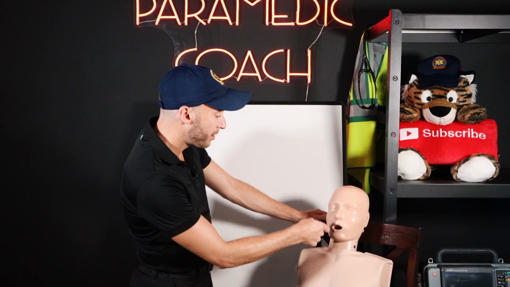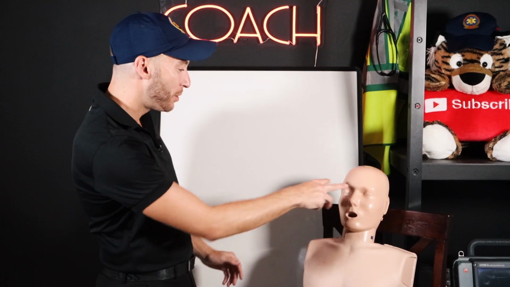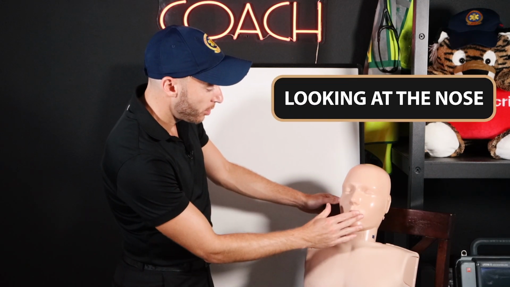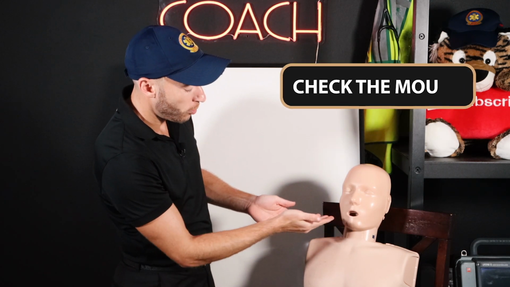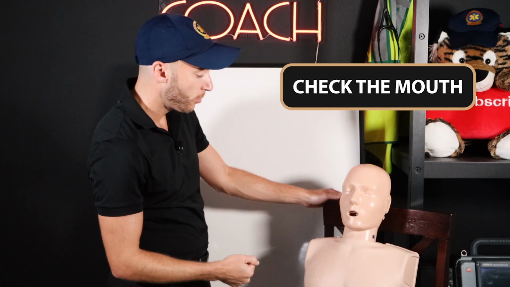We can do a pupil exam of the patient. Are the pupils normal? Are they constricted? Are they dilated? Are they equal? Are they unequal? Are they reactive, right, with the pupils? We can go on here, looking at the nose, make sure everything's good there. Look at the cheekbones, the mandible, the actual mouth. We can open your mouth, light in the mouth, right?